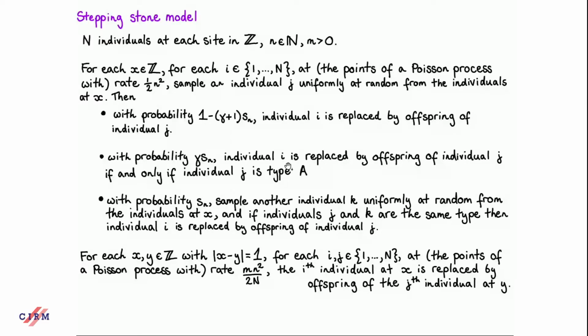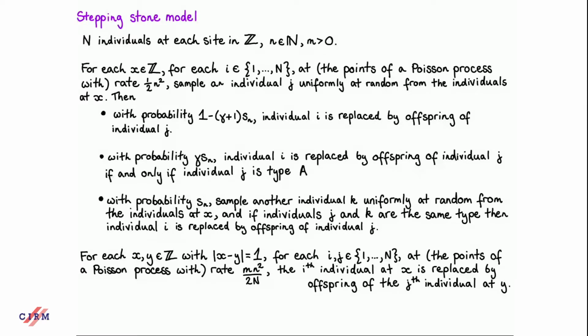And then finally, with probability Sn, we sample another individual, k, uniformly at random from the individuals at x. And if individuals j and k have the same type, then individual i is replaced by offspring of individual j. And if not, then nothing happens. So for this final event, individual i will end up as a type capital A if and only if the majority of these three individuals just before the event are type capital A. So that's what happens for reproduction events just at one site.